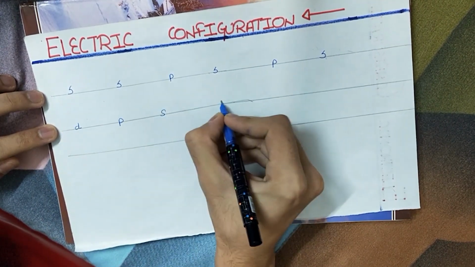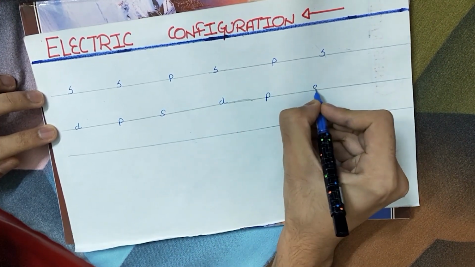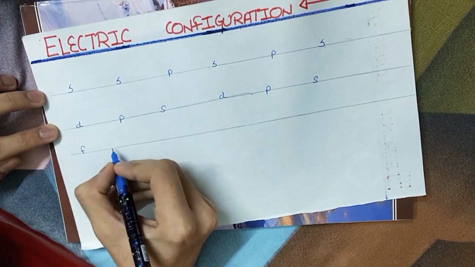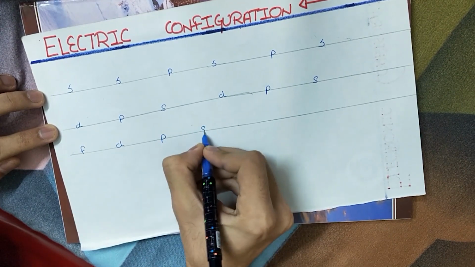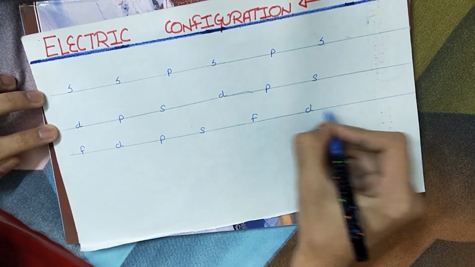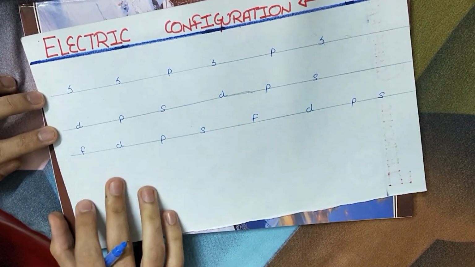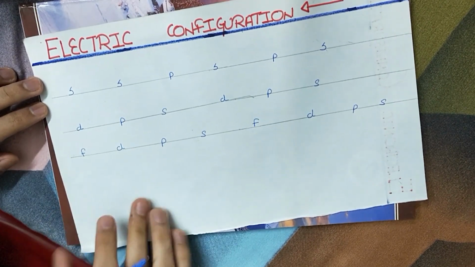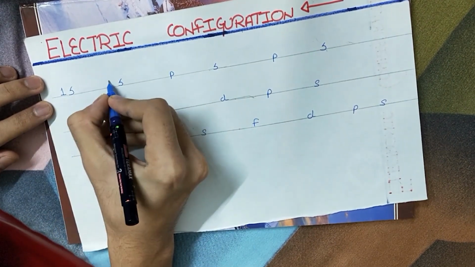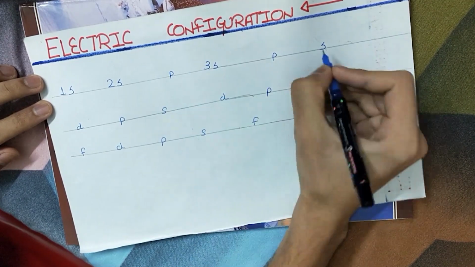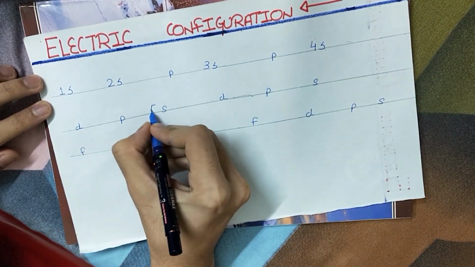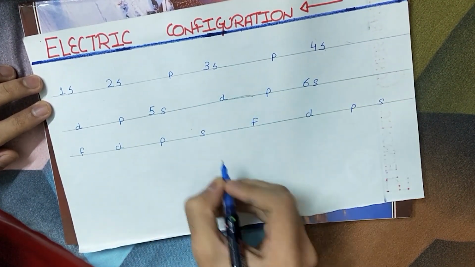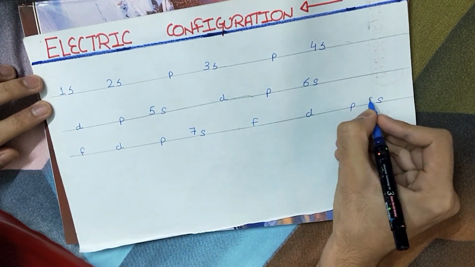DPS, DPS famous, DPS and famous DPS. Now start the numbering of S with 1, that is 1, 2, 3, 4, 5, 6, 7 and 8.